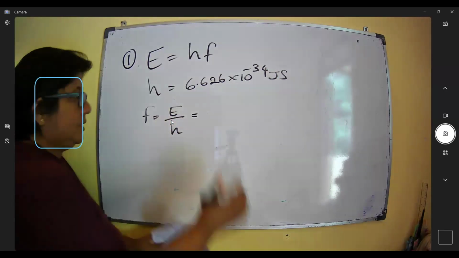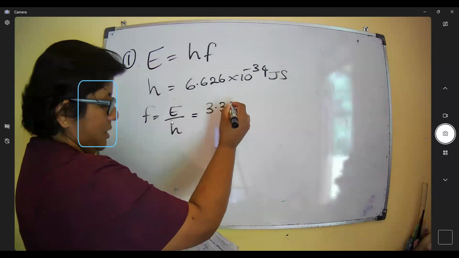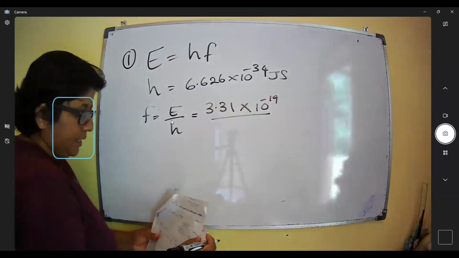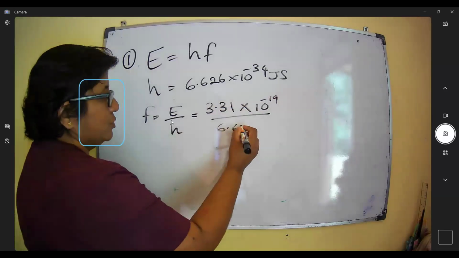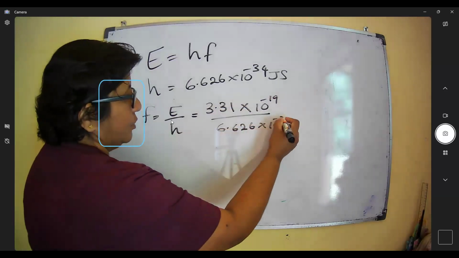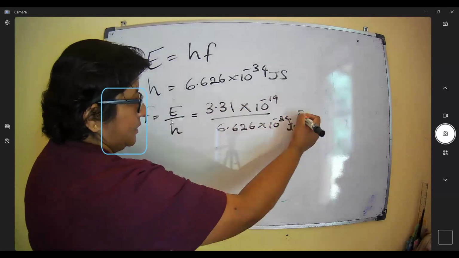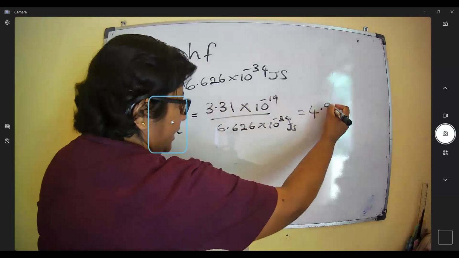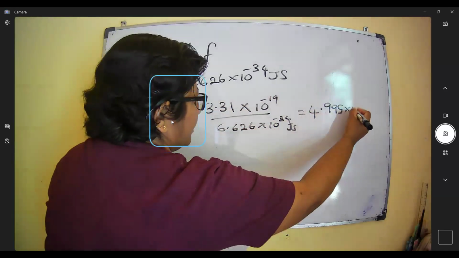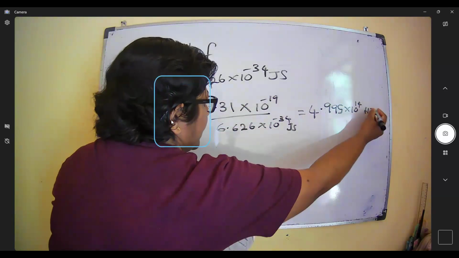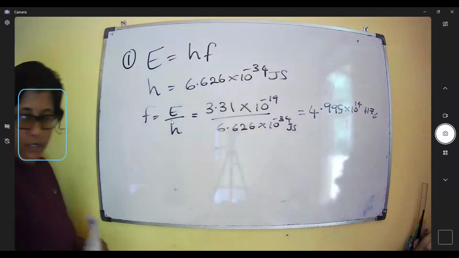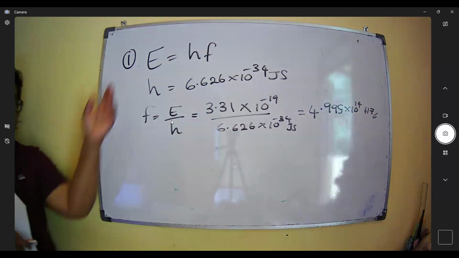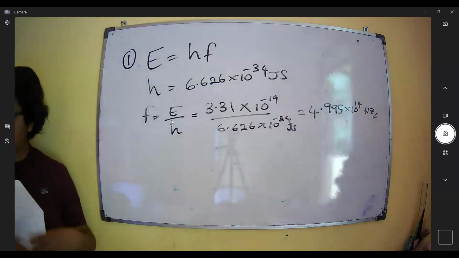Then we can find f from the previous equation: E over h is equal to the frequency. And this is equal to 3.31 × 10^-19, which is the energy, over 6.626 × 10^-34 joule second. Then you can find the frequency of the particle: 4.99, about 5 × 10^14 hertz. Using Planck's theory, we can find the frequency of the particle, right?